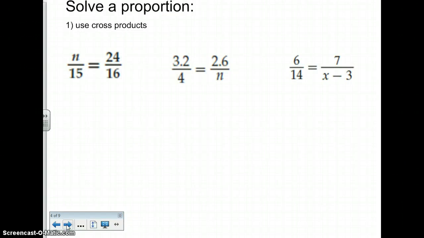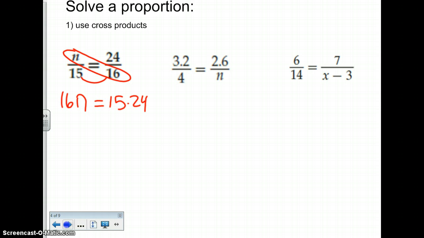So in this one, it's hard to multiply something real quick and easy by 15 to get to 16. So it's going to end up being 1 point something, some sort of decimal. So on this particular one, cross products is helpful. n times 16 is 16n. Okay, and on the other side, we're going to have 15 times 24. When we do that, 15 times 24 ends up being 360. So we have 16n equals 360. At this point it's just a one-step problem, and we get n is equal to 22.5.